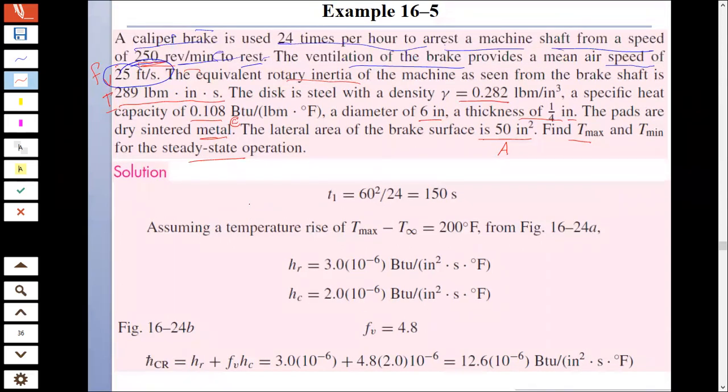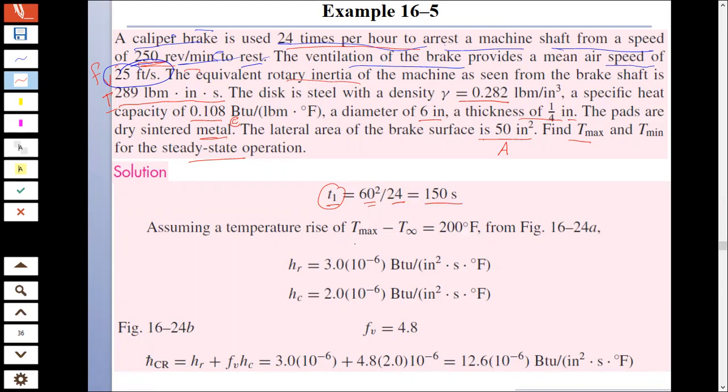So we can go ahead and first of all find the time t, as it says that the caliper brake is used 24 times per hour. So that means that t, which is for the application of the brake, is 60 squared by 24, that will give us time t1, so that is 150 seconds.